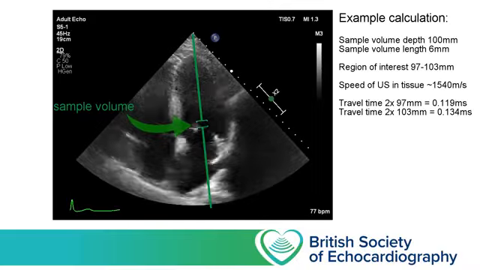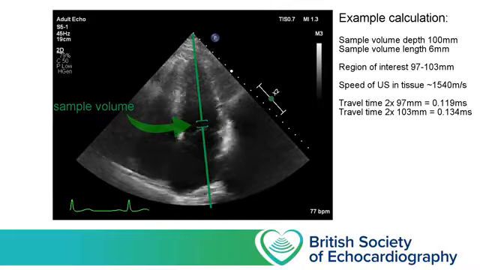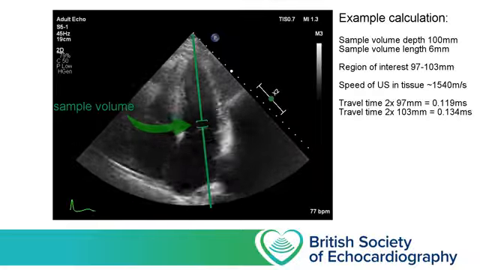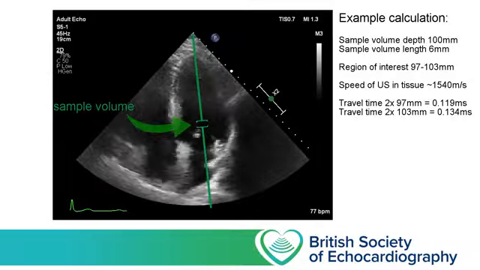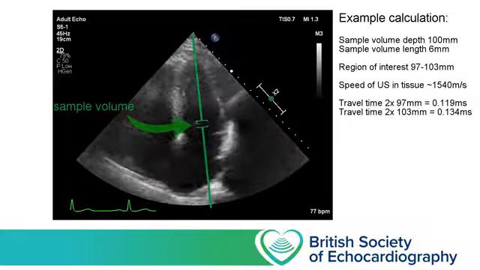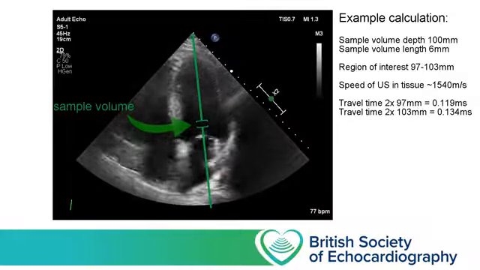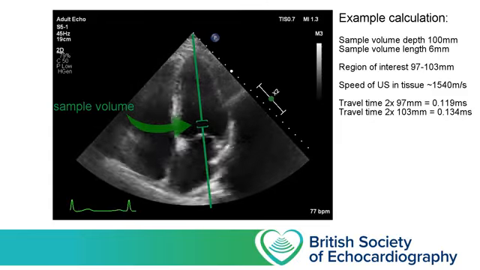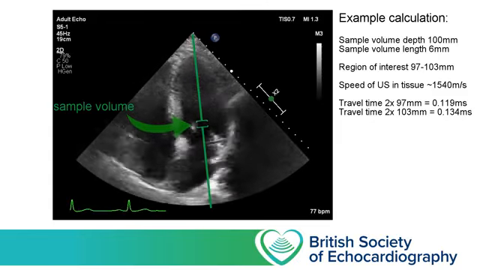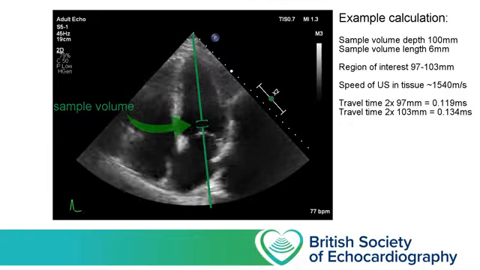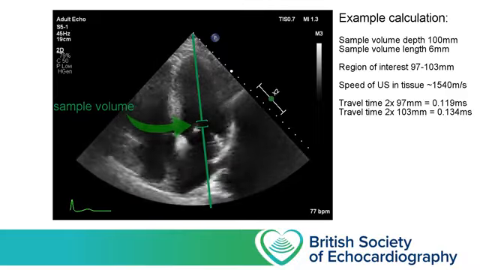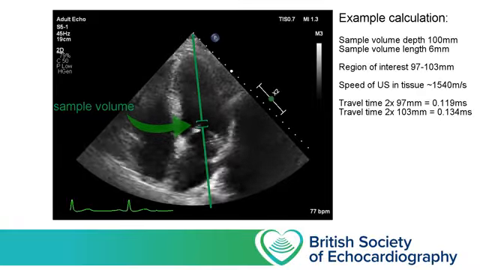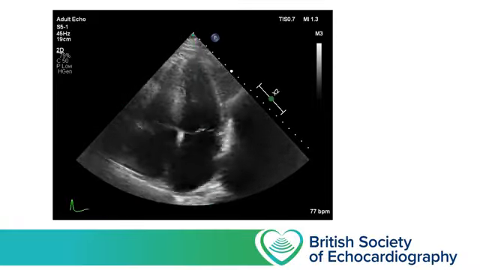The ultrasound software knows that if it sends out a pulse of ultrasound and it returns before 119 microseconds, then it won't have had time to reach the sample volume and return. Likewise, any signal returning later than 134 microseconds will have been reflected from a structure deeper than the sample volume. It knows to ignore all information returning outside of that window or outside of that gate, and only tell us about information that arrives between 119 and 134 microseconds after the pulse was emitted.